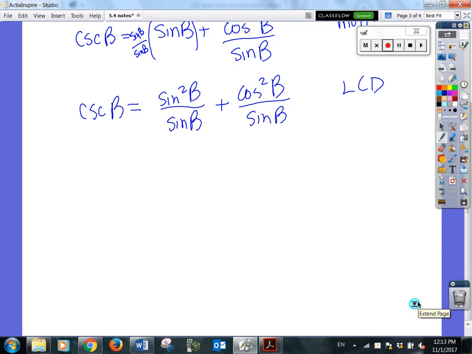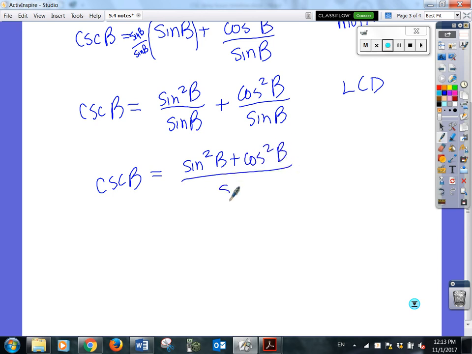Now that I have an LCD, I can add my numerators. Some of you notice right away what that numerator is going to be, and that's fine. I'm going to show one extra step that's not necessary, but helpful for some people. So sine squared B plus cosine squared B over sine B. All I did right there was combine. You can say add.